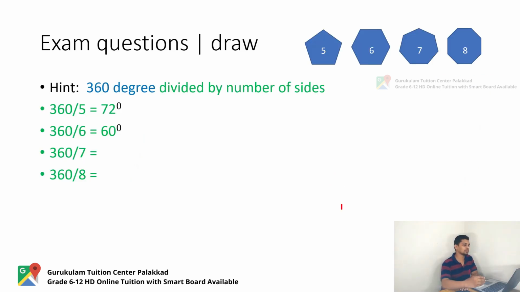In exams you might be asked to draw a pentagon, hexagon, heptagon, octagon, nonagon and so on. The hint to do those kinds of problems is 360 divided by the number of sides. That is the hint to draw such figures. If you don't know how to draw such figures, just comment in the comment section. We'll be making another video regarding that.